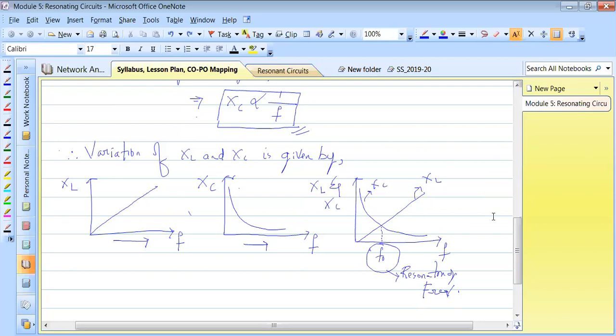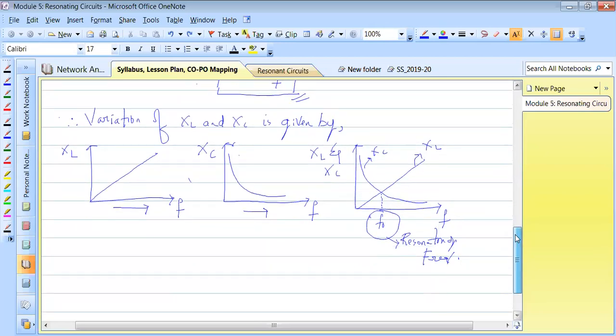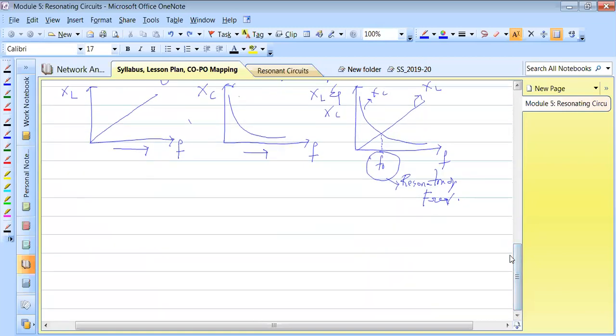Why would the phase differ? The phase would differ because XC is decreasing and XL is increasing, mind you. That's why we say the magnitude is the same, but they're opposite in phase at f equal to f naught. But at f equal to f naught, since the magnitude is the same, we call that the resonating condition. What is going to happen in the resonating condition? What is this resonant frequency?